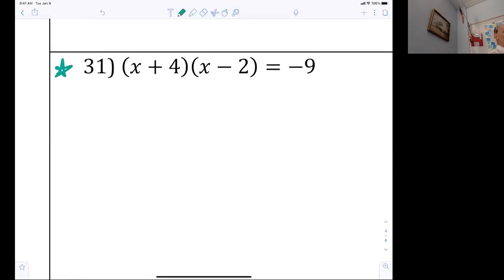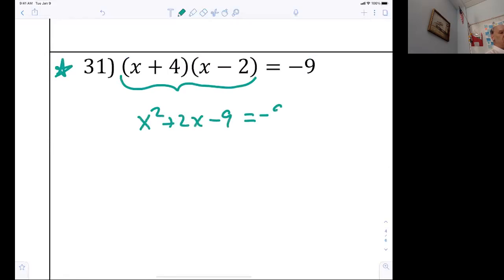All right, so all I have to do is multiply this out first. Now, look up on the board. Don't write it out. I'm expecting you to say that's just x squared plus 2x minus 8 equals -9. That's what I want you to be able to say.